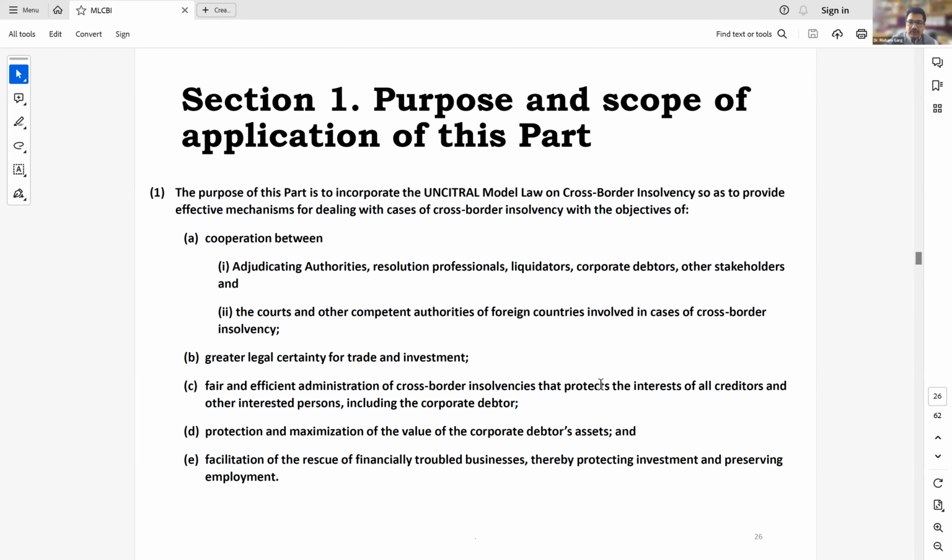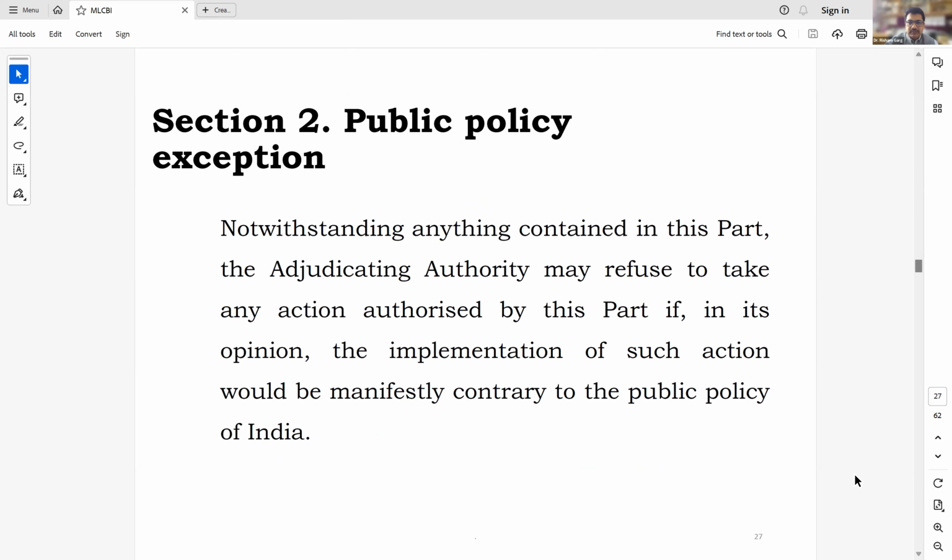So this is the law that we have in India, the draft law, and it is modeled on the UNCITRAL Model Law. Then section 2 is the public policy exception, which starts with a non-obstante clause, that notwithstanding anything contained in this part, the adjudicating authority may refuse to take any action authorized by this part if, in its opinion, the implementation of such action would be manifestly contrary to the public policy of India.